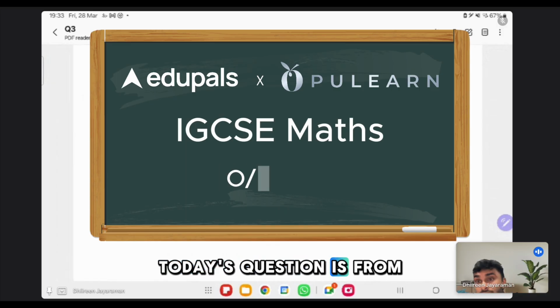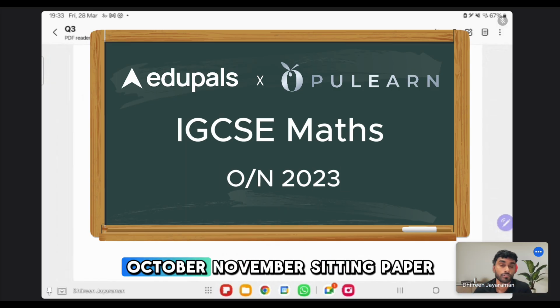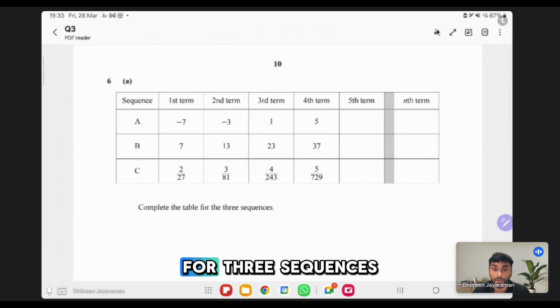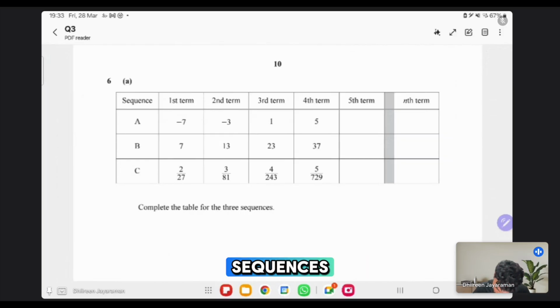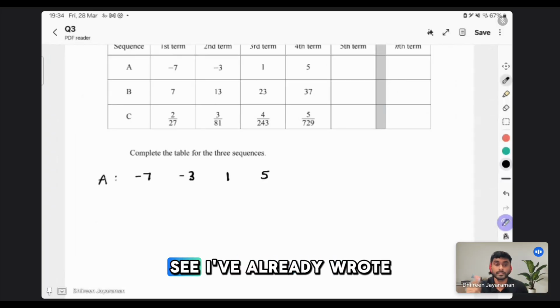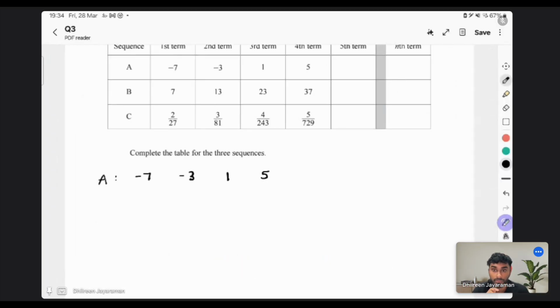Today's question is from the 2023 October-November sitting, paper 4. They are asking you to complete the table for 3 sequences. So we have 3 sequences, A, B and C. So let's solve for A first. If you can see, I've already written down series A.